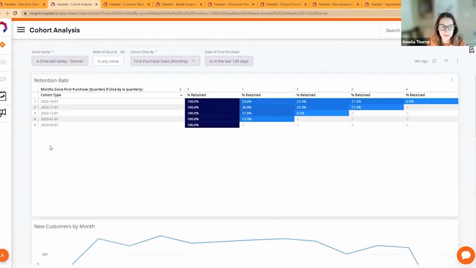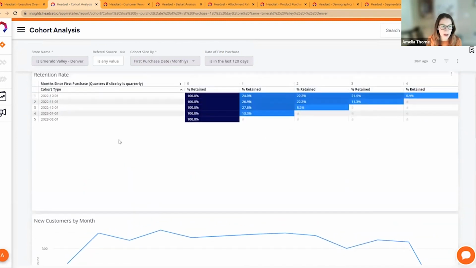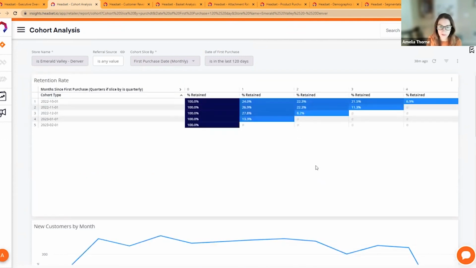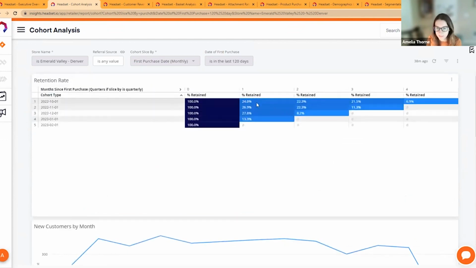And then to tie a bow on this customer retention piece, you're probably like, okay, cool, but how many people were actually coming in? What's my new customer count? You can scroll down here, look at new customer by month, and then hover over any one of these customer counts. So for example, the October number that we're looking at, our new customer count was 363. So 24% of this 363 came back the next month.